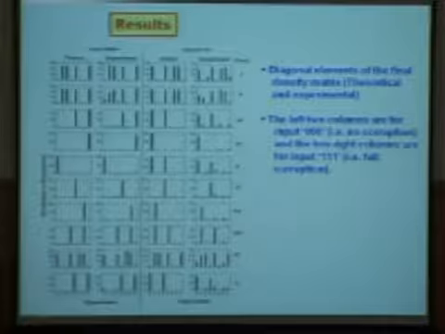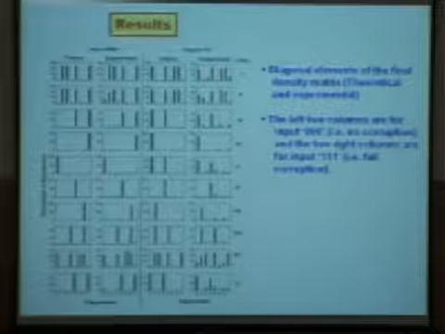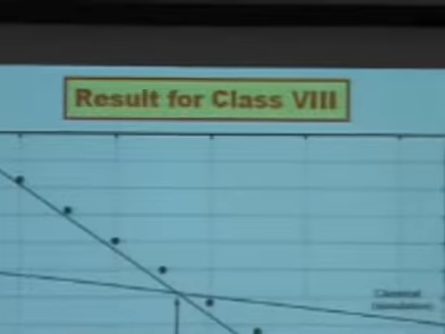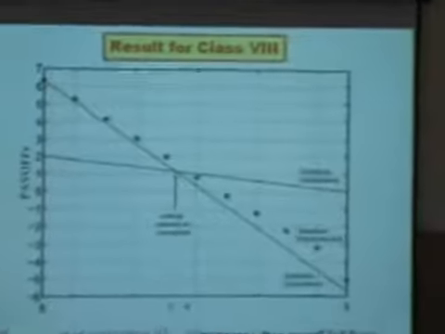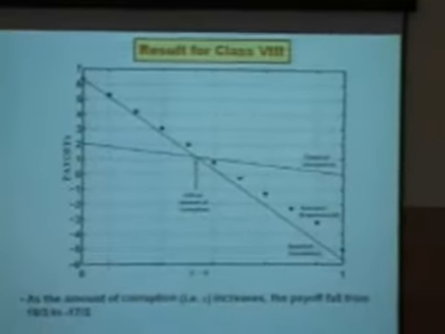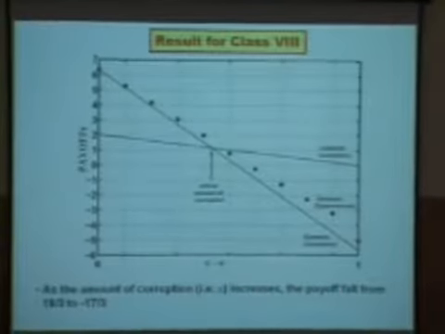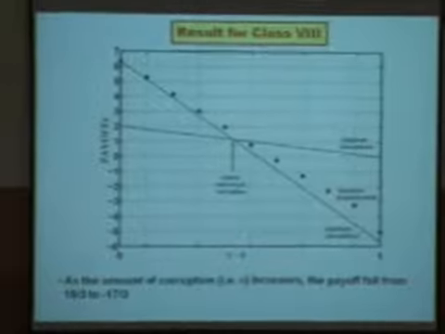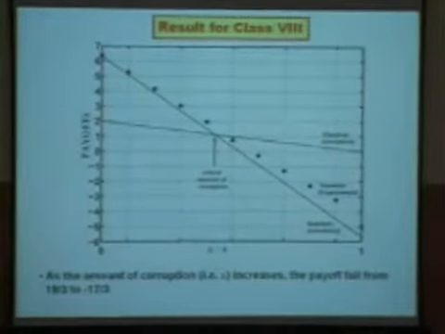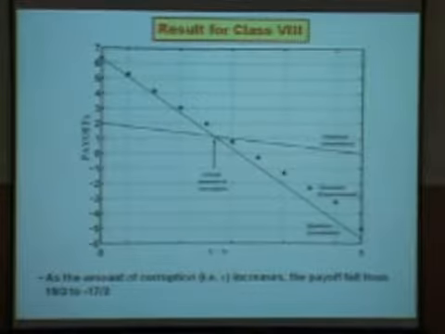In fact, the student has done experiments with all the cases: with no input, with no corruption and full corruption. And so these are the theoretical results and the experimental results, and these are then plotted into this final diagram. Here is the summary. This is the result for class 8 actually, that classically with zero corruption, the payoff is 2, and it goes down to 0 with full corruption.